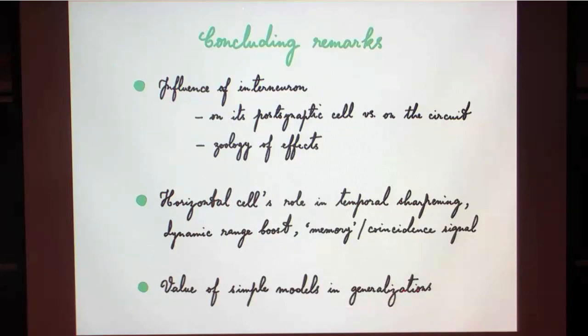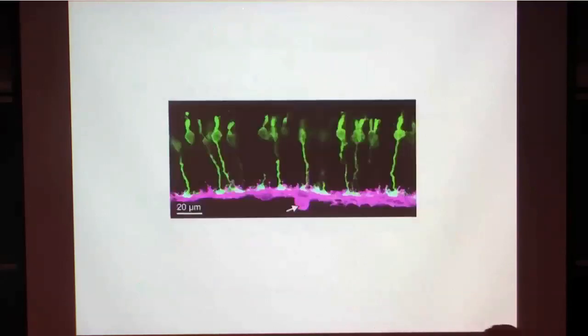And then finally, I didn't have time to show you the work on adaptation, but I think one value of these simple models that you don't have to fit is not only that they can reproduce data in a coarse way, but also that they give ideas of how to generalize. And by making them a little bit more complicated, you can explain phenomena that are observed, but you probably wouldn't have thought of these explanations without them. And so I'll end here. Thank you very much. And this is what it looks like, cones and horizontal cell. Okay, thanks.